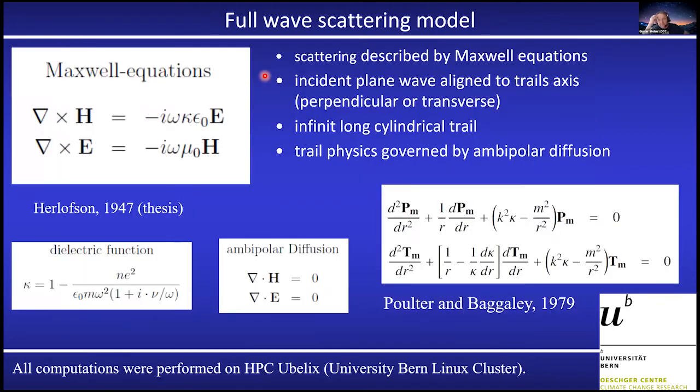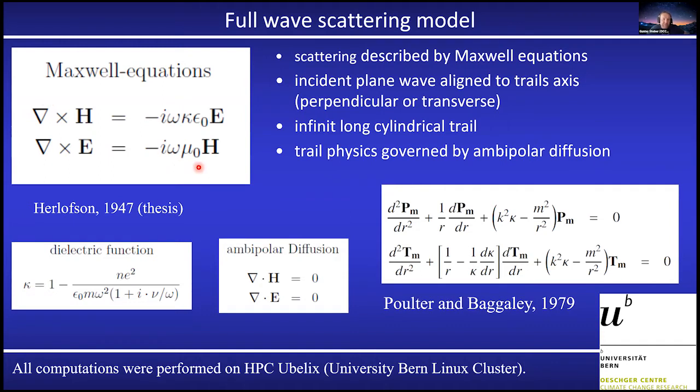And therefore, we went back to a model that was proposed by Poulter and Baggaley in 1979. And already this model goes back to some equations from Herlofson in 1947. So this is a very old thing. And what we basically have is the Maxwell equations for cold unmagnetized plasma.